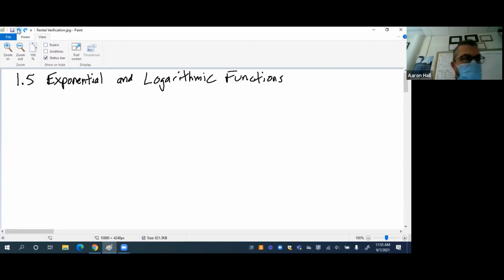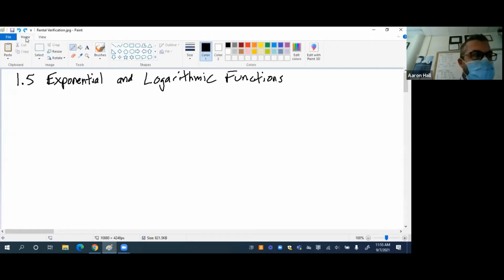So all I can do is apologize if it seems too fast to you, but hopefully you will see this as a review. What makes a function exponential? Graphically, actually as an equation. What makes an equation exponential?